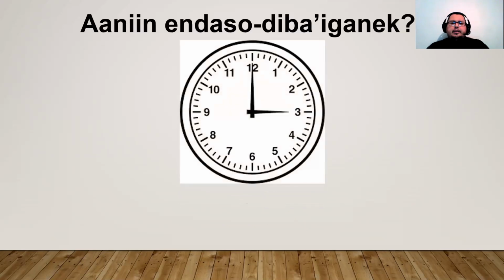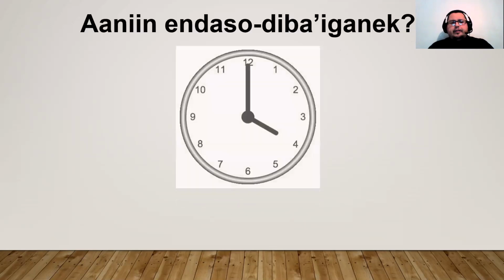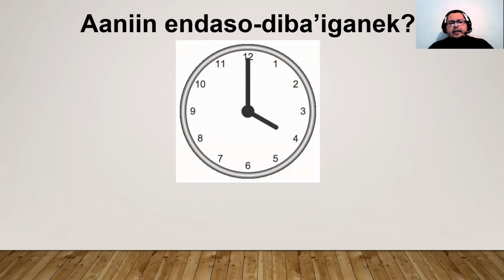Next one, anin endaso-diba'iganek. And if it's 3 o'clock, you can say niso-diba'iganed. It is 3 o'clock. Niso. Or if someone asks you what time you're going to do something, you can say niso-diba'iganek, at 3 o'clock. Niso-diba'iganek at 3 o'clock.